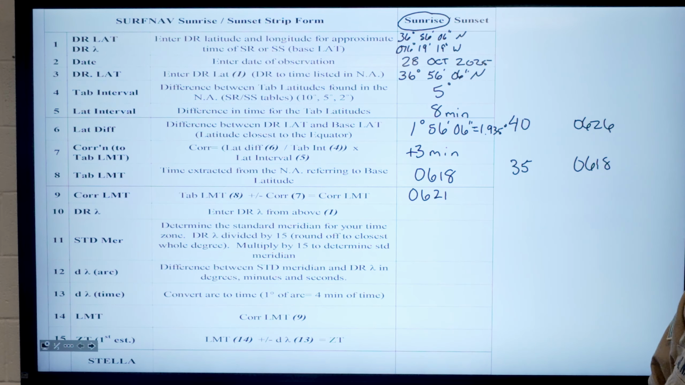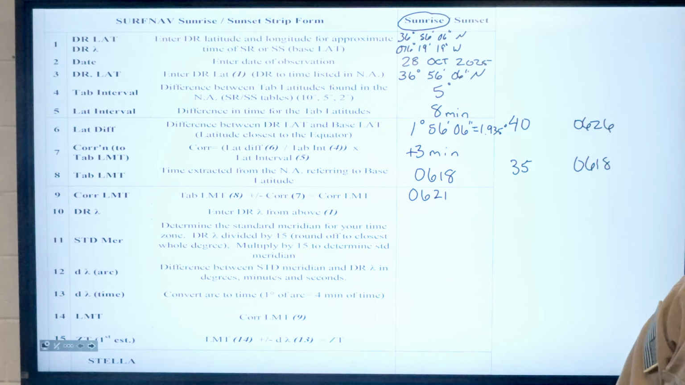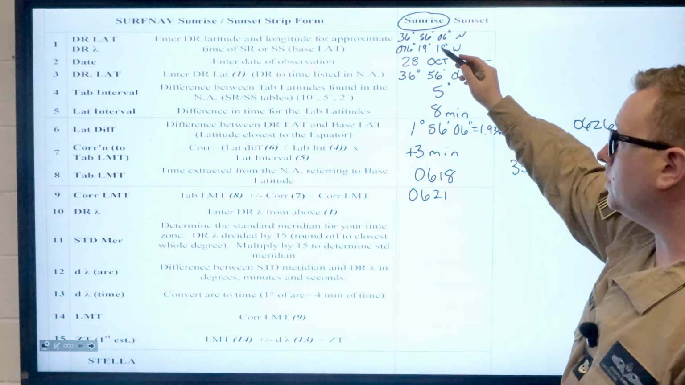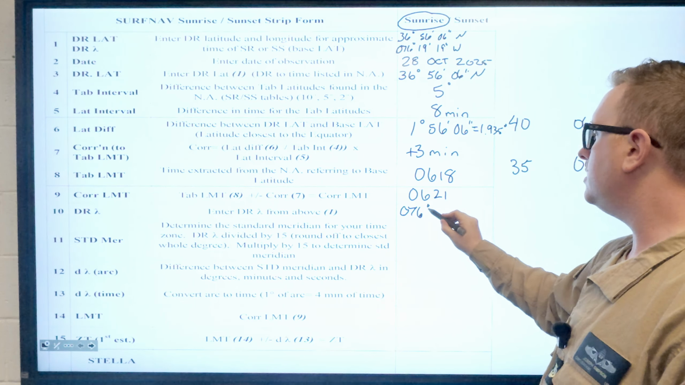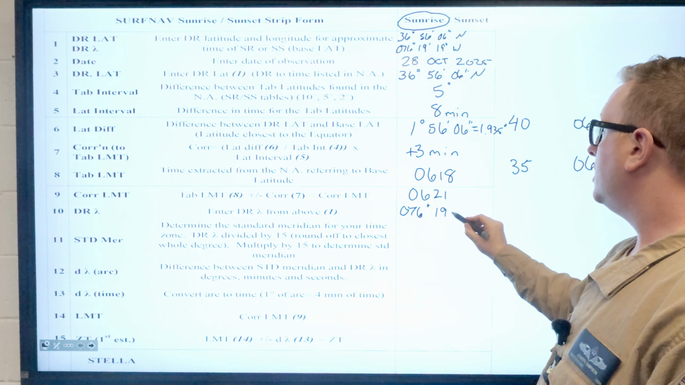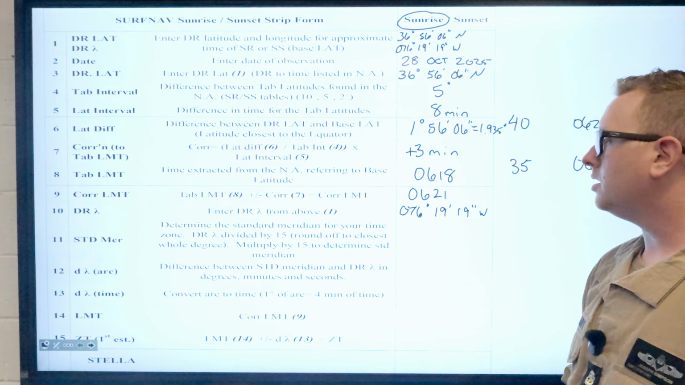So far, we're about halfway done. We did it for the latitude. Now we have to do it for the longitude. We're going to take our longitude from the top, 076 degrees, 19 minutes, 19 seconds west.